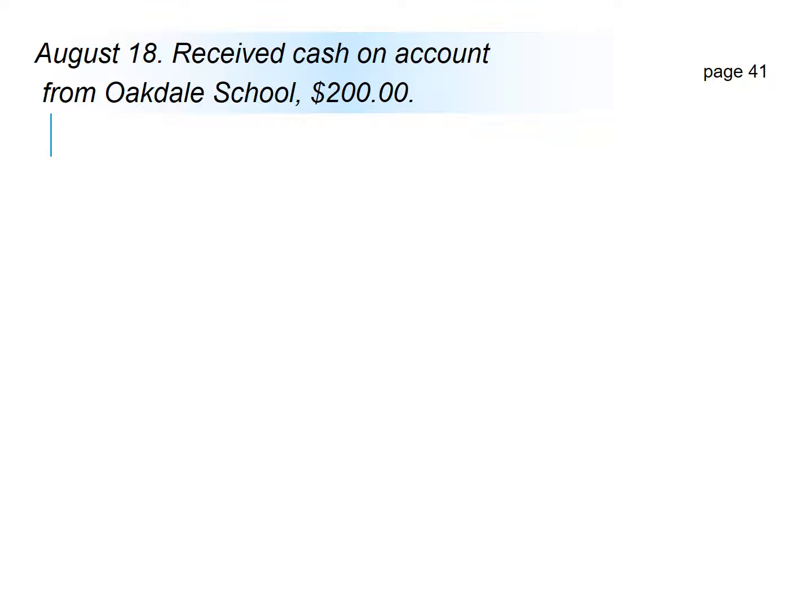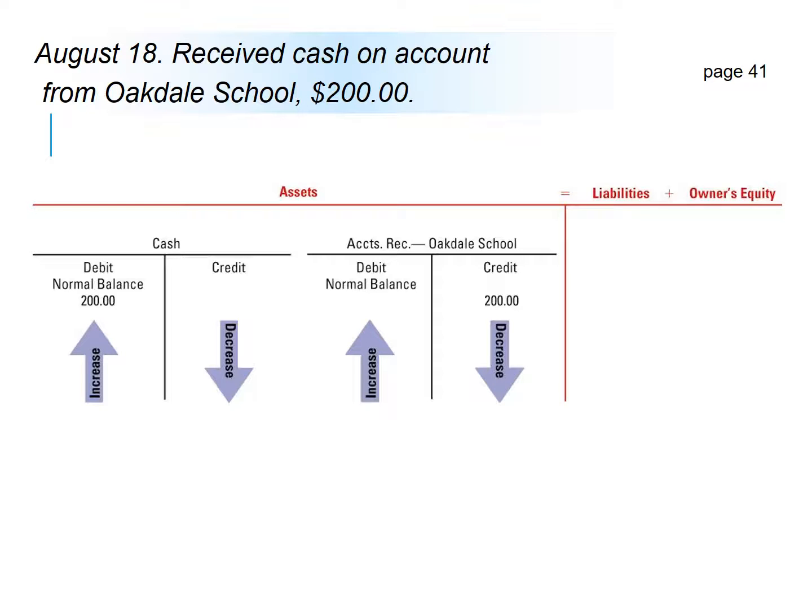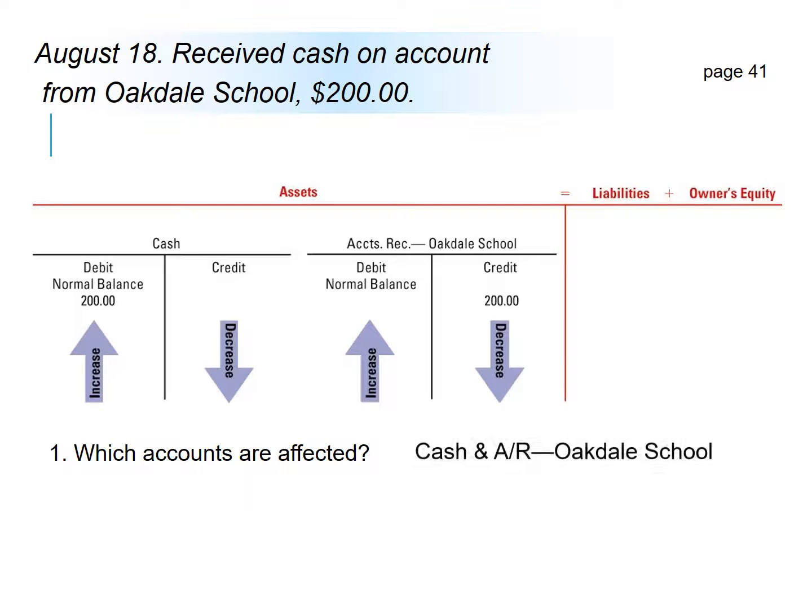August 18th, received cash on account from Oakdale School, $200. Which two accounts are affected? We know that cash will be affected, and since we received it on account, accounts receivable will be affected.